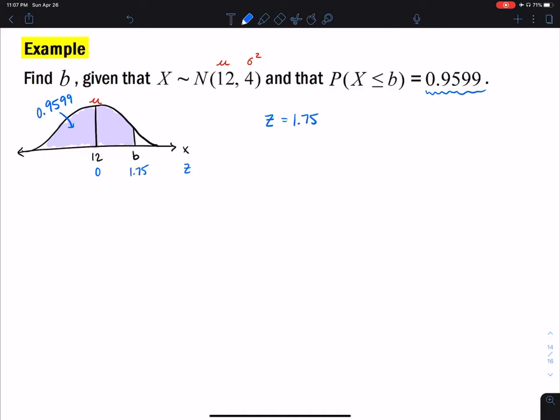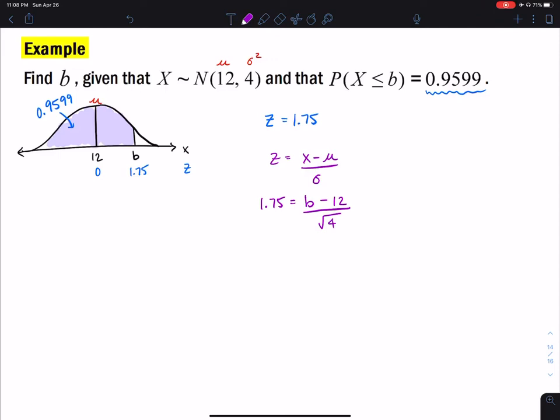Okay, and we are trying to solve for b. So we really only have one formula that we can use right now, and it is z is equal to x minus the mean divided by the standard deviation. So we know z is 1.75. We don't know our x value, but our x value is b, so we do want to replace that x with a b. And then the mean is 12, and we're dividing by the square root of 4.